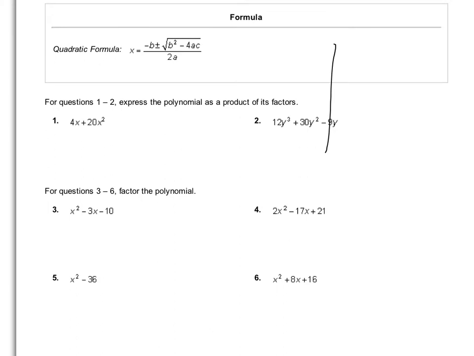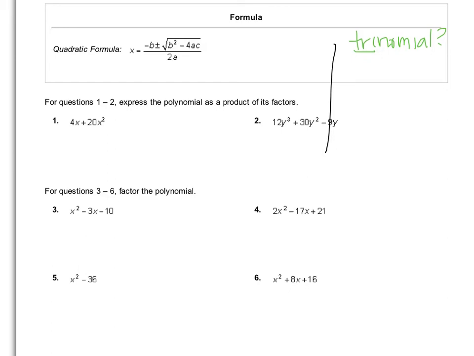So number 1, we're supposed to express the polynomial as a product of its factors. Okay, so we want to check for a couple things. We want to check to see, is this a trinomial? Okay, we've been factoring trinomials. Trinomial means it has 3. That's what tri means in math. So this first one doesn't have 3, so it's not a trinomial.